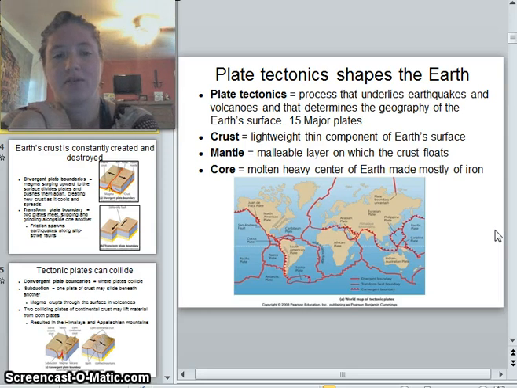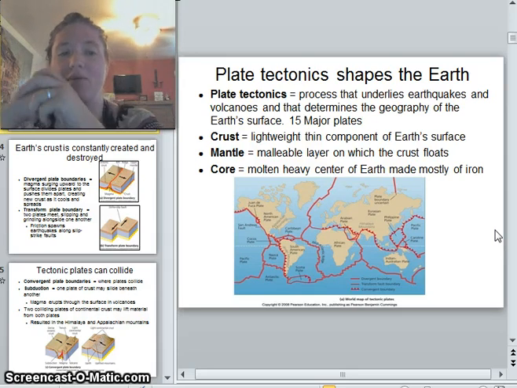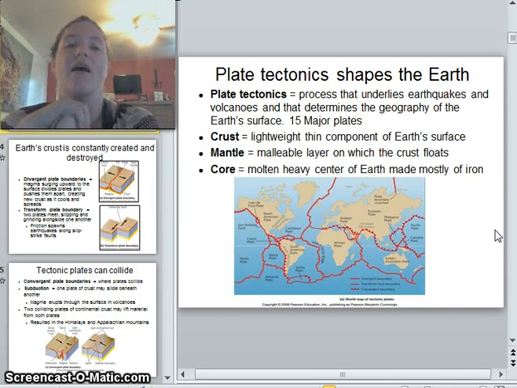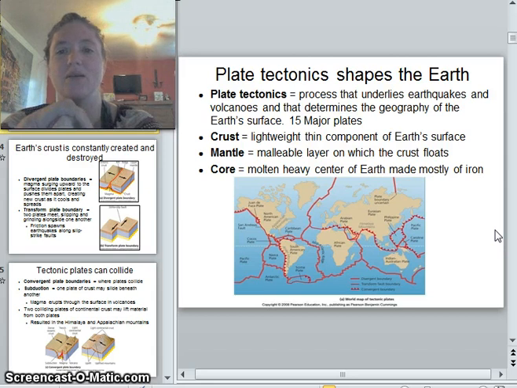Now, there are a couple of different types of boundaries in between, where things can either be crashing together, they can move away from each other, or they can slide past each other. And I'm going to go into a little bit more detail of that here in a few minutes, but each of those cause slightly different things to happen. So a couple of terms here.